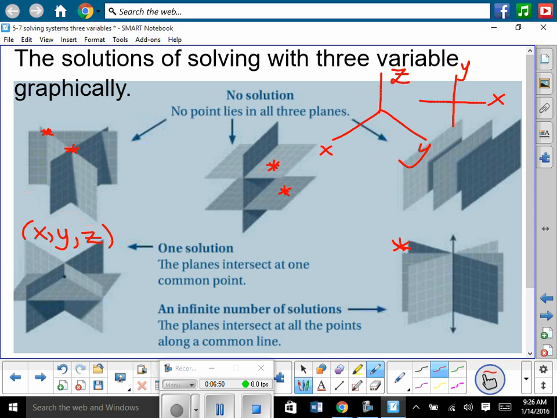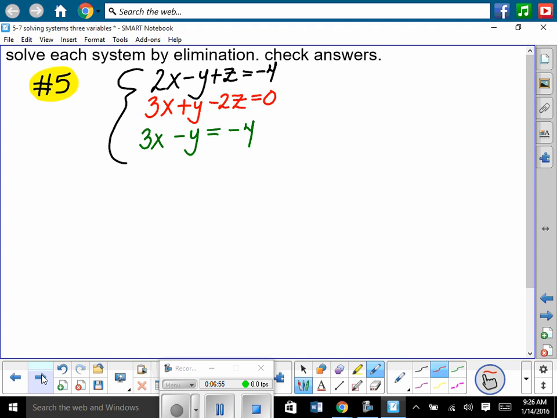We're not going to do it graphically. We're going to do it algebraically. So that brings us to problem number 5 on the worksheet. So this is systems of three equations. On number 5, we have 2x minus y plus z is equal to negative 4. This is a plane. I have 3x plus y minus 2z is equal to 0. That's also a plane. And then we have 3x minus y is equal to negative 4. We have three variables, thus we have three equations.